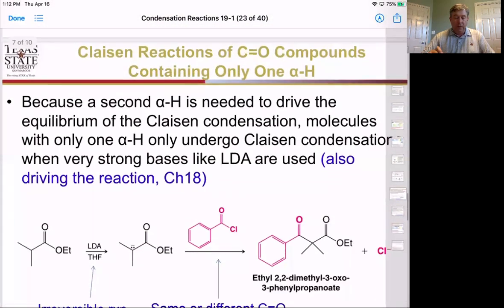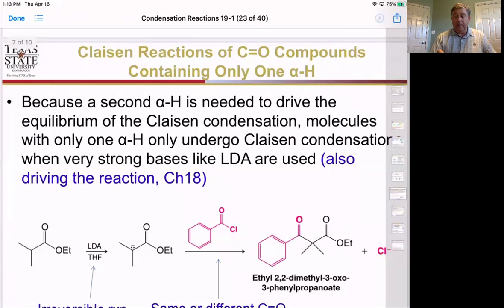Okay. So most of the time we want to use it where it has two alpha hydrogens, okay? And the reason we need to do that is because it's easier to use those two alpha hydrogens to drive the equilibrium of the condensation to the products. If we only have one of those alpha hydrogens there, then we have to use a much stronger base than alkoxide. And our much stronger base we typically go to in enolate chemistry is LDA.